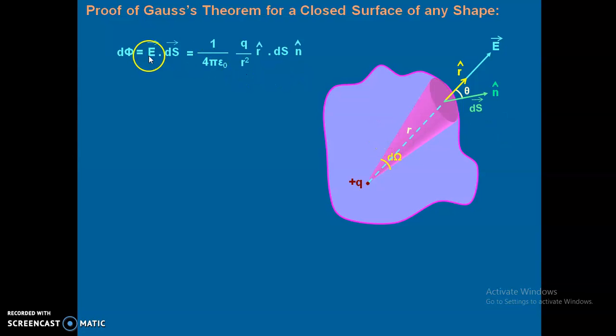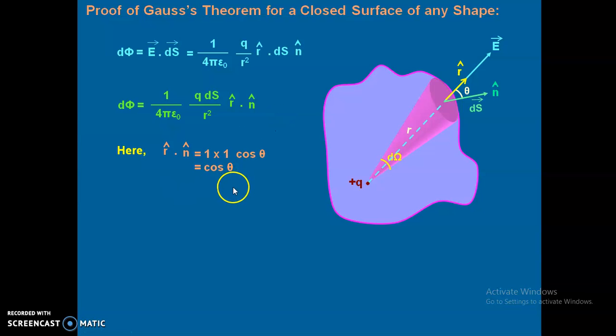Now dφ is equal to vector E dot dS, as we know, 1 upon 4 pi epsilon naught q by r square, vector r cap dot dS n cap. Next, dφ is equal to 1 upon 4 pi epsilon naught q dS by r square, the magnitudes we have taken together, and r cap dot n cap; both of these are unit vectors, so again the value will become 1.